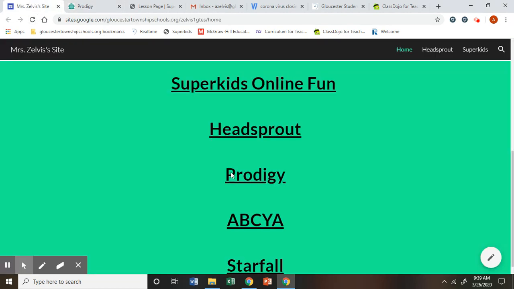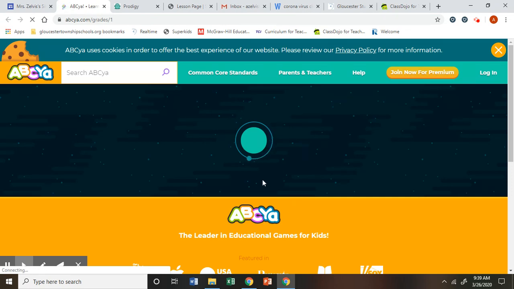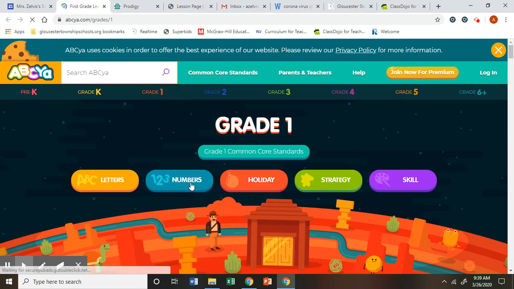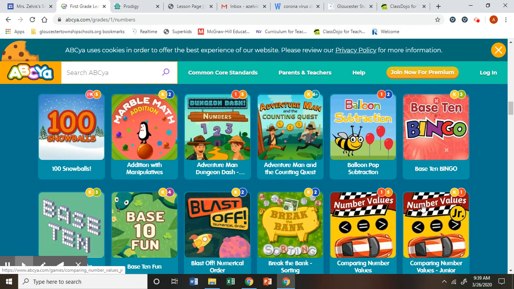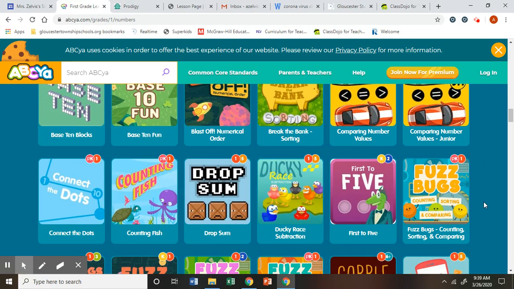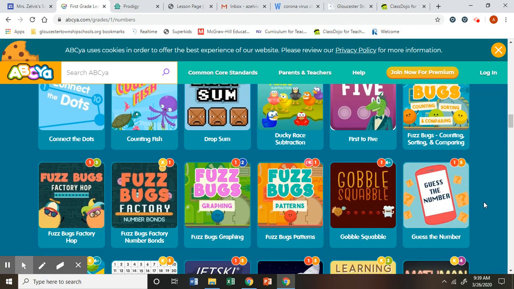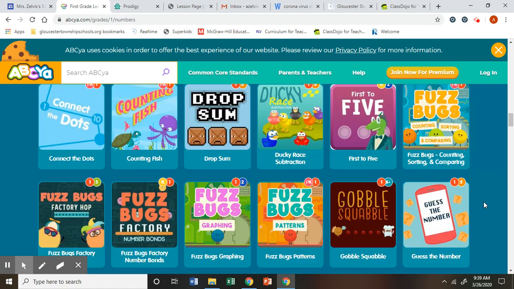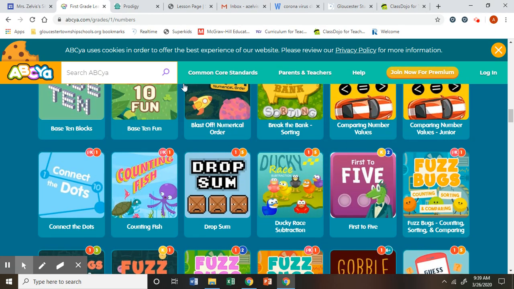Or you can go on to ABCya. It's already on first grade. Make sure that you pick numbers because we're in math. And then you can pick any of the games that you want. We're just starting chapter 8, which is about measuring and data. But you can pick anything that you want, okay, to practice that game.